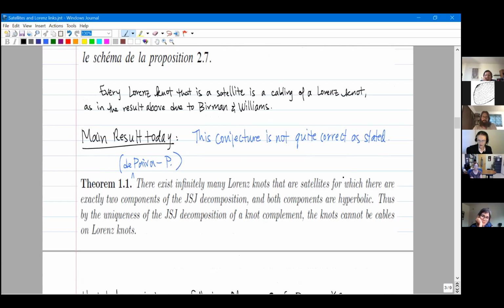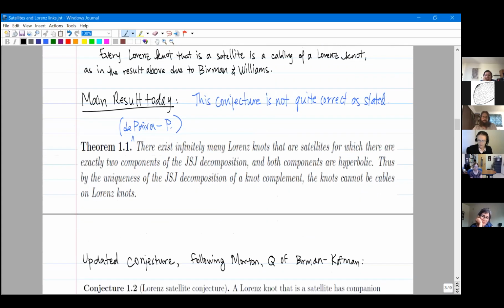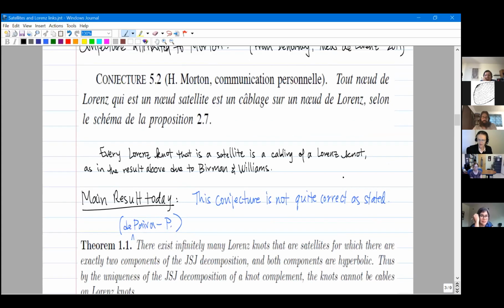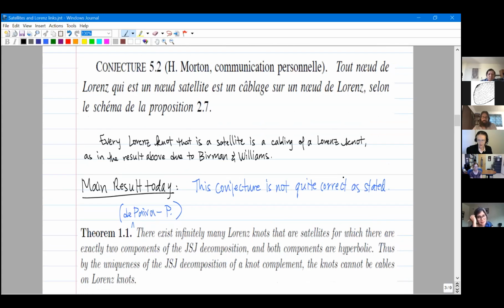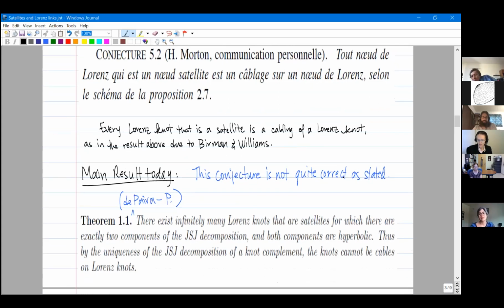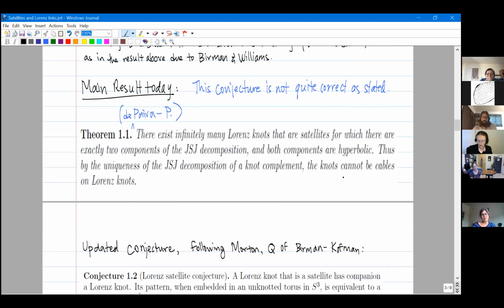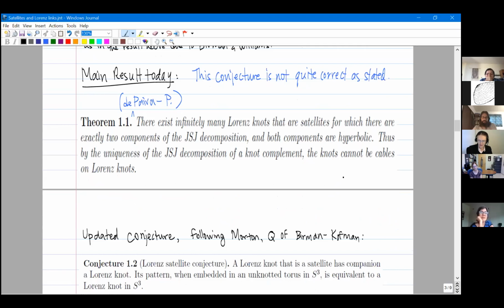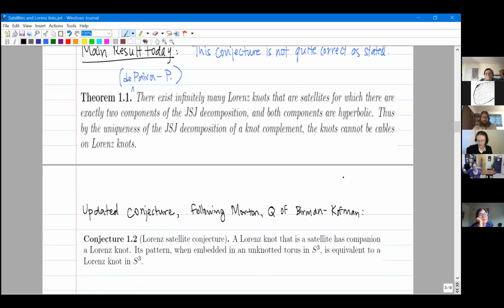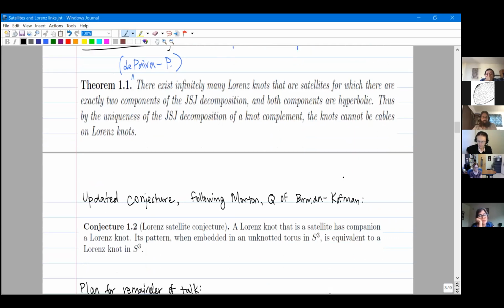Okay, so the conjecture was never really written down by Morton. He had a student, El Rifai, who was looking at satellites as well, who had come up with something similar, but with some extra twisting involved. So we're going to update Morton's conjecture. This also follows a question that was asked in a paper of Birman-Kofman that I believe was 2009.